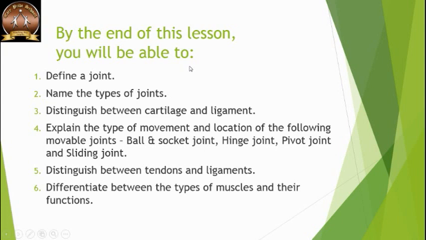By the end of this lesson, you will be able to define a joint, name the types of joints, distinguish between cartilage and ligament, explain the type of movement and location of the following movable joints: the ball and socket joint, hinge joint, pivot joint, and sliding joint. Distinguish between tendons and ligaments. Differentiate between the types of muscles and their functions.